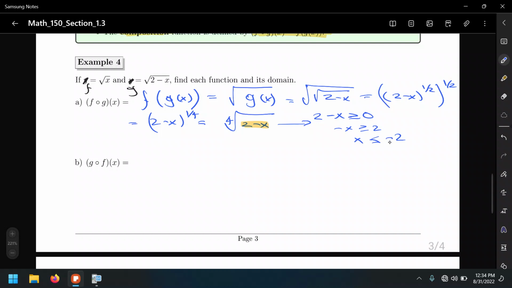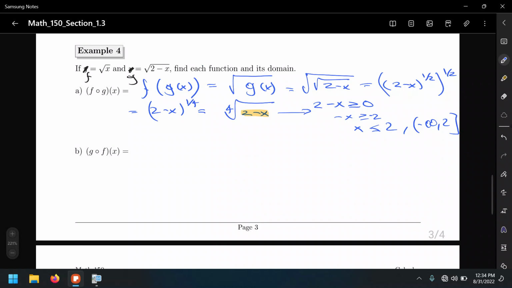Right here? It should be greater than or equal to 2: positive 2, and then the equal sign is supposed to be positive. Okay, so that's true. And in interval notation, negative infinity to 2. Do we agree with this answer? Yes? Bracket, right? Bracket, because it's inclusive for the endpoint.